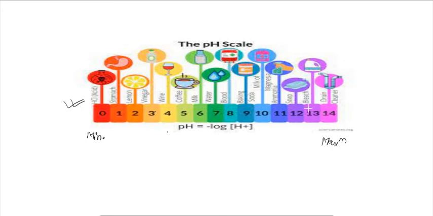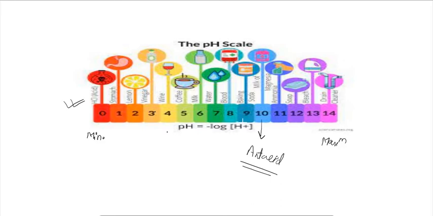Then the bleach powder, which we use for decolorizing or whitening our clothes, that type of substance has a pH value of 13. Soap has a pH value of 12. Ammonia has a pH value of 11. Milk of magnesia, the antacids, we will talk about this in further classes. The antacids also have a pH value of 9.